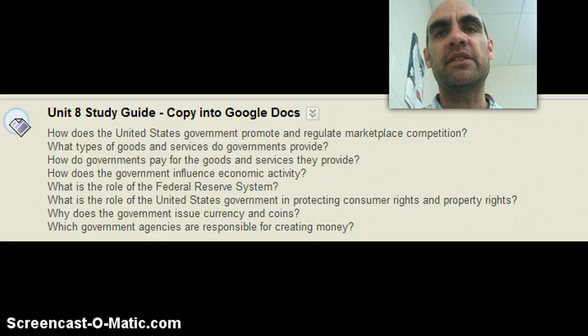The government agencies responsible for creating money are both under the Treasury Department. The U.S. Bureau of Engraving handles printing money, and the U.S. Mint handles coins. And the other type of money we have is deposits. You use your debit card to get money out of your bank account.